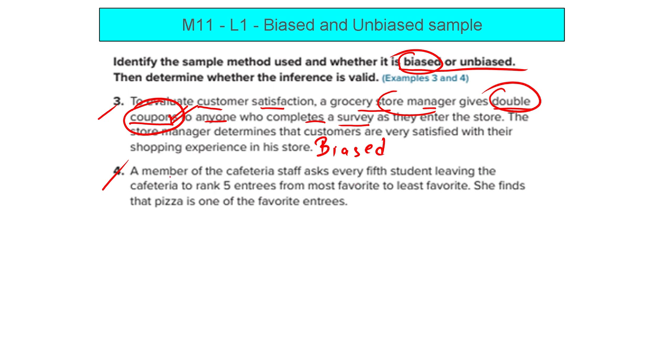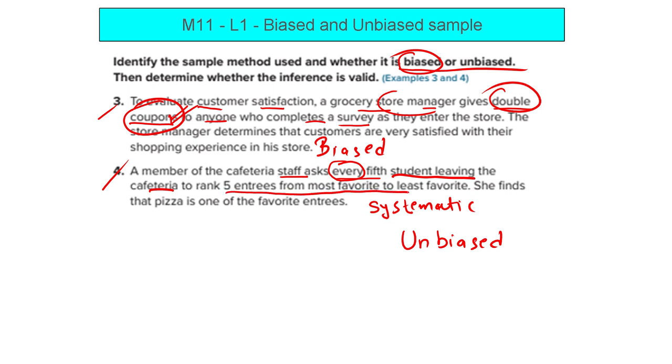Next one. A member of the cafeteria staff asks every fifth. Okay, every means this is systematic, correct? And I told you whenever there is systematic sampling, it is always unbiased. It is always unbiased because it will give you correct data. But still, let us read the question. The staff asks every fifth student leaving the cafeteria to rank 5 entries from most favorite to least favorite. See, he's doing a very good job. Every fifth student who leaves his cafe, he will stop and ask, please tell me your best 5 dishes from rank 1 to rank 5, so that I can know which of the dishes are famous in my cafeteria and which ones are not.